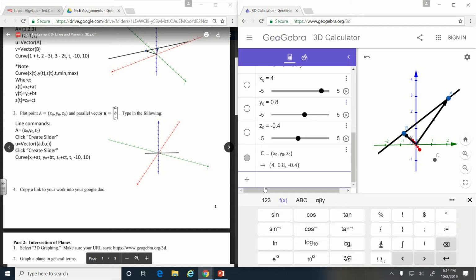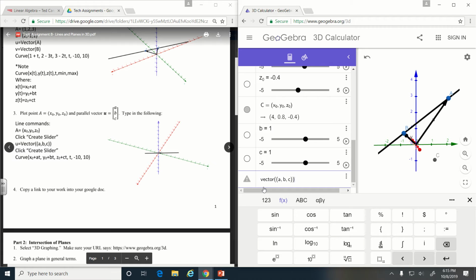All right, so the next one would be vector, double paren ABC. Hit enter. Doesn't seem to want to let me do it. I think I do have to define it. So W. All right. Workaround. A comma B comma C.